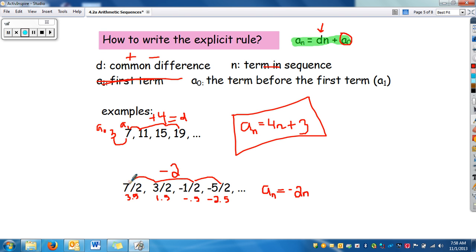So what came before 3.5? Well, 3.5 plus 2 is 5.5. So either here you can go plus 5.5, or you can write it as a fraction, which would be 9 halves.